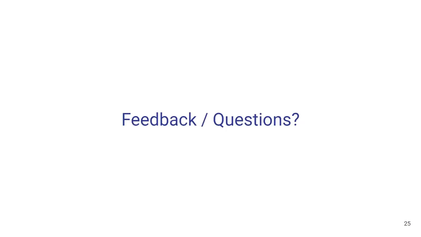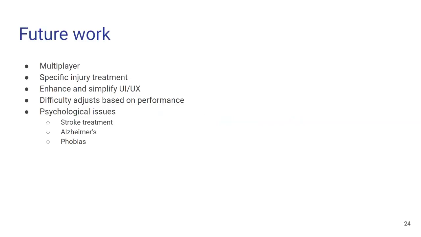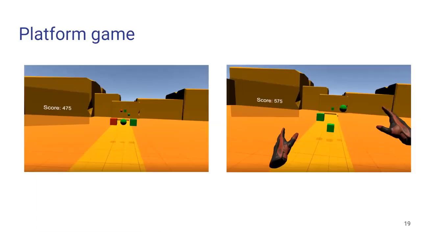So yeah, that is our first part. So the question now is, do any of you have any feedback or questions for us? I have a question. Maybe it's feedback, I don't know. What kind of sensors are you using to detect the hands? I see the game, when you move, the shapes come and you touch them with your hand. How does that work?